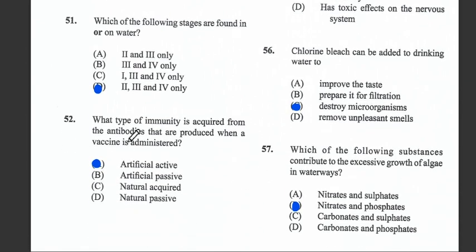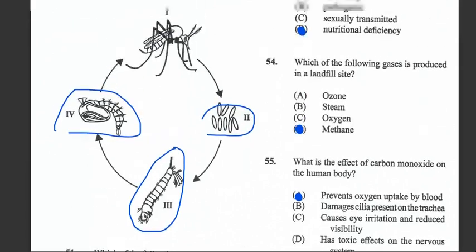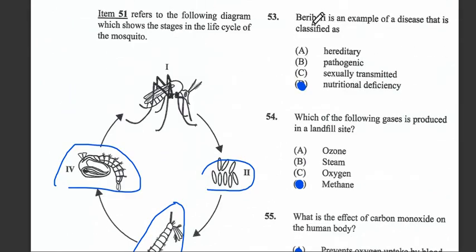Good. Number 52 says, what type of immunity is acquired from the antibodies that are produced when a vaccine is administered? And we all know that this would be the artificial active. So the best answer for number 52 here would be A. Good. Moving on. Number 53, he says we're talking about beriberi.